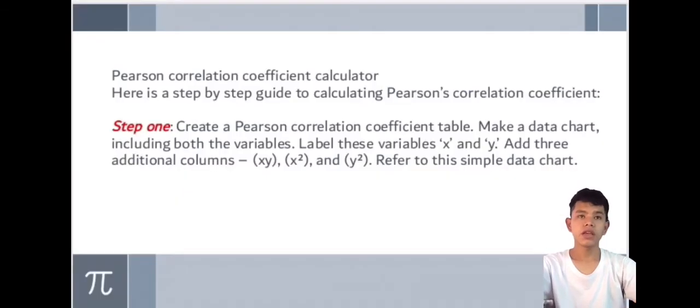Okay, the Pearson correlation coefficient calculator. Here is a step-by-step guide to calculating the correlation. Okay, so ang step 1 is we should create a correlation coefficient table and make a data chart, including both the variables labeled x and y. So add 3 additional columns, which is ang xy, x squared, and y squared. So refer to this simple data chart.